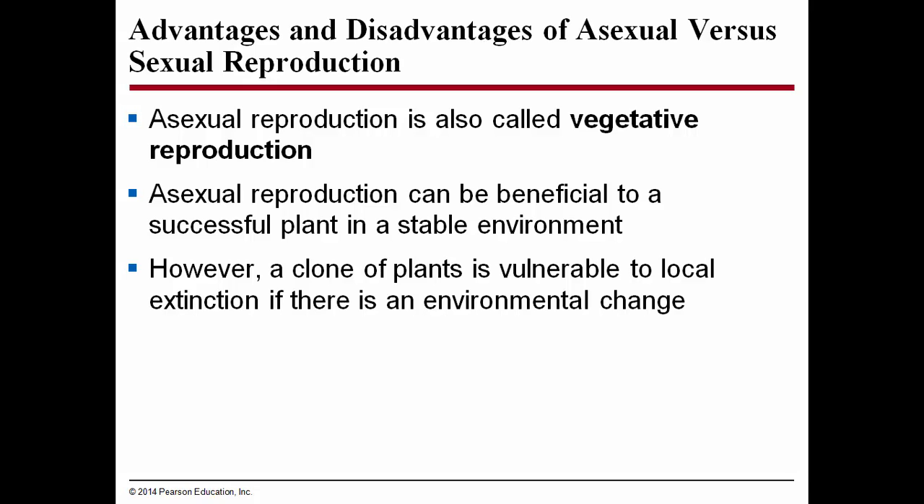Advantages and disadvantages of asexual versus sexual reproduction. Asexual reproduction is called vegetative reproduction. Asexual reproduction can be beneficial to a successful plant in a stable environment. However, a clone of a plant is vulnerable to local extinction if there is an environmental change or a disease or any challenges to that environment.